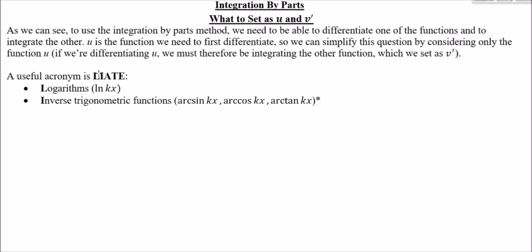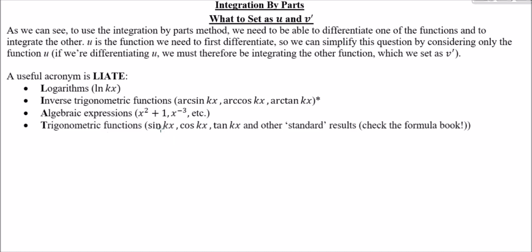As I've said, you don't normally need to consider I, but I'm going to put it in for reference because it might be that you're a further mathematician or just interested, so I've included I anyway. After I, the A just stands for an algebraic expression, for example, x squared plus 1, x to the minus 3, or some polynomial function. T stands for a trigonometric function, so sine kx, cos kx, tan kx, and other standard results, and by standard I mean the things found in the formula book, which you would be expected to know.